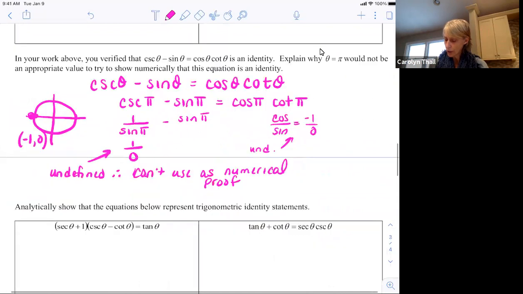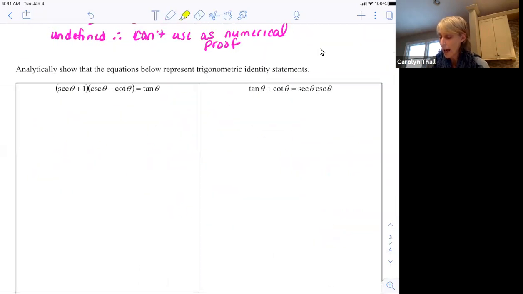Okay. So again, this is why we go back to analytically show. We want to show for any given value.